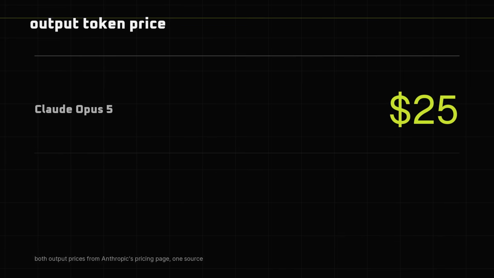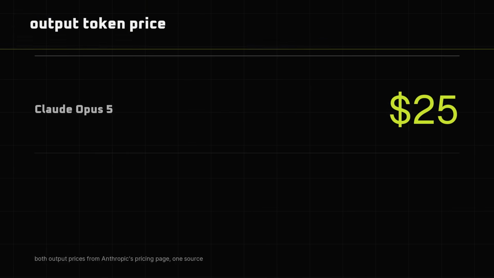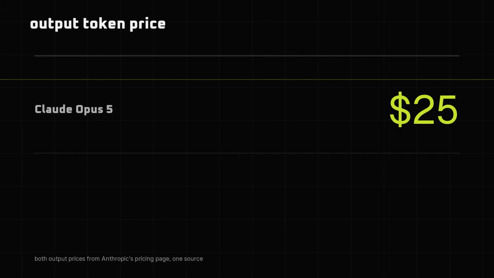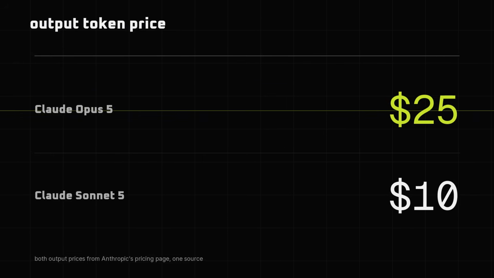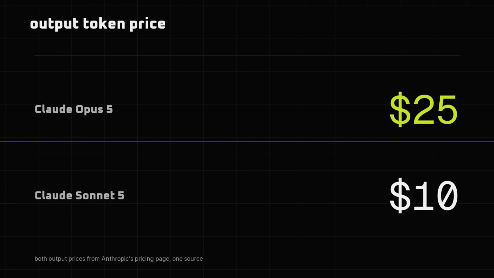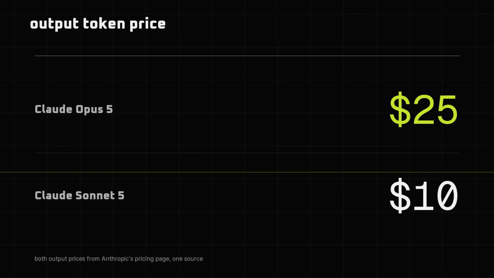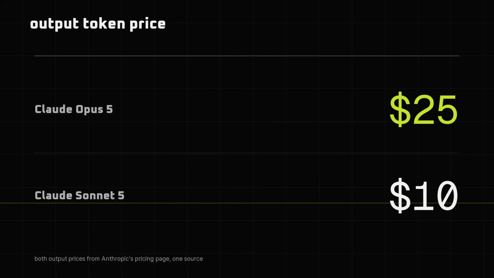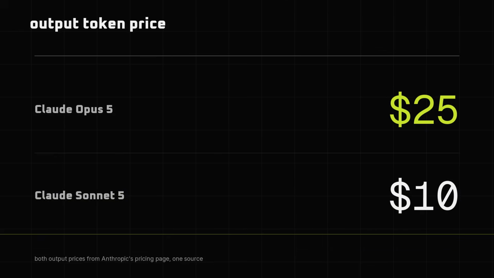Put the output prices next to each other. $25 per million on Opus 5. $10 per million on Sonnet 5, which is the one most people leave running all day. Neither figure moves because you got better at prompting. It moves because you generated more.